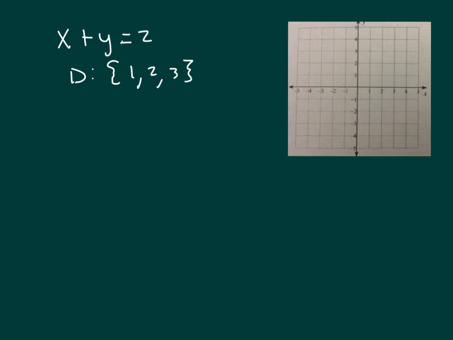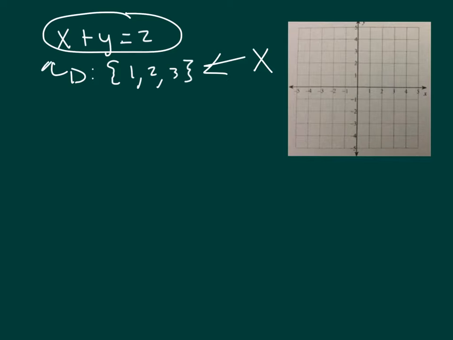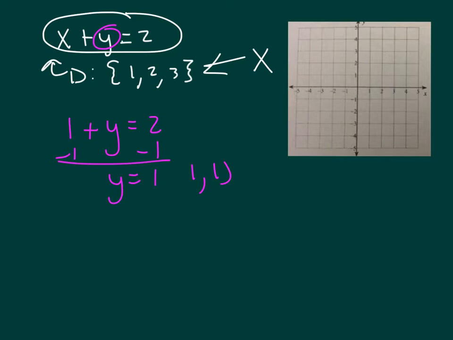Now in this particular problem, I want you to graph this equation given the domain. Well, remember, your domain are your x values. So the only thing you're going to do is plug these in for x and solve for y. For instance, if I plug in 1 for x, that leaves me 1 plus y equals 2. Well, when I subtract 1, I get y is equal to 1. So when x is 1, y was 1. So I'll plot that point, 1, 1.